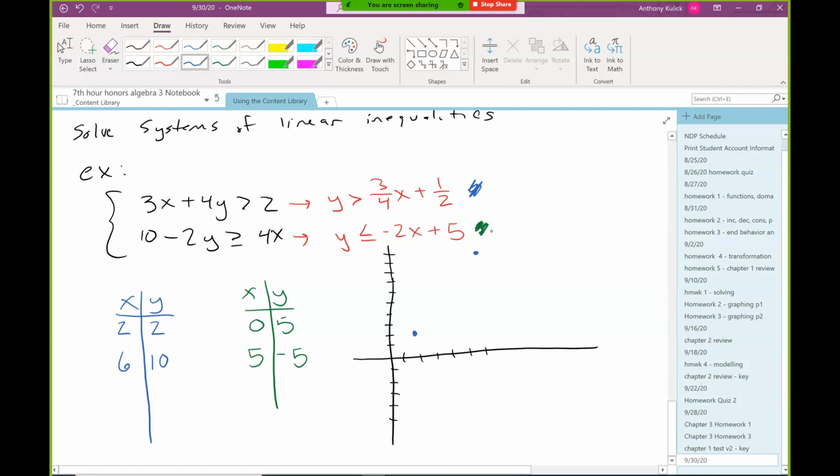And just like when we graphed absolute value inequalities, since this is a strict greater than, I'm going to use a dashed line. And because it's greater than, I'm going to shade above.